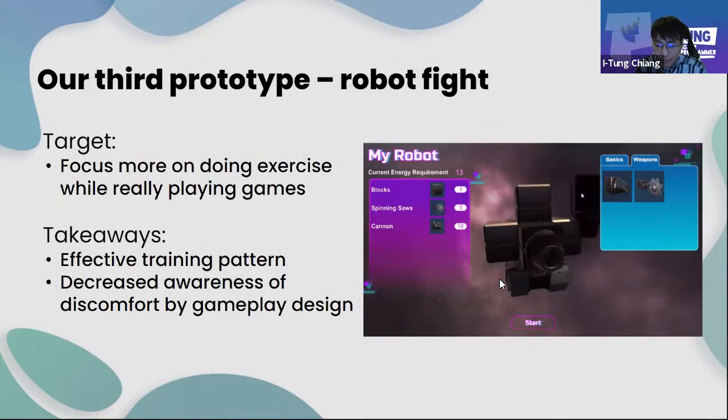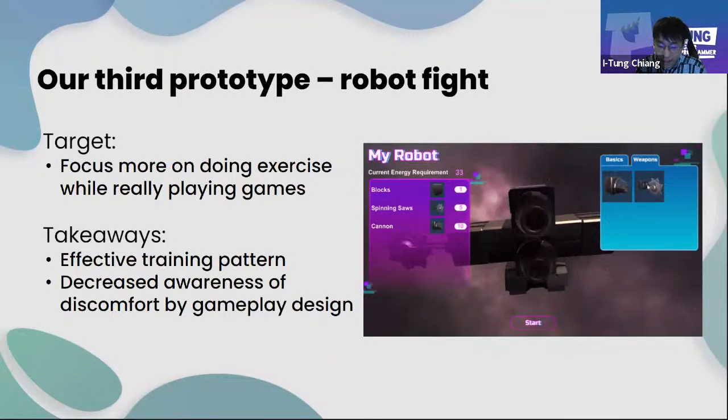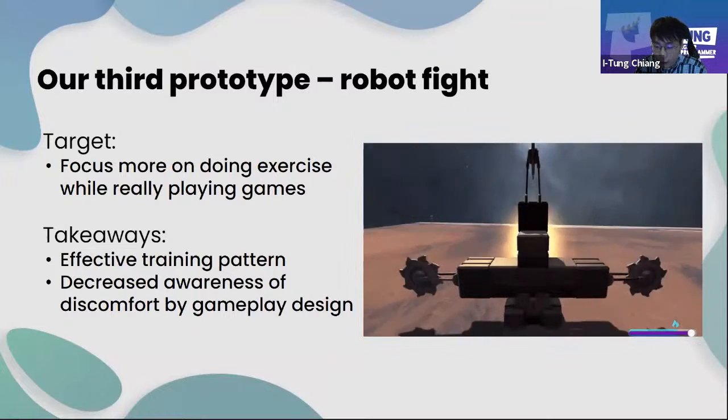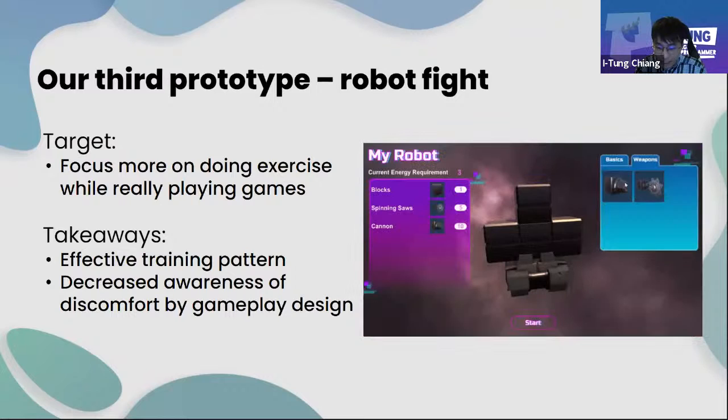And the last prototype we did before HAPS was Robot Fight. Instead of exercising while working, Robot Fight is a game focusing more on doing exercise while playing games. The game is about customizing robots and powering the robots by pedaling to defeat enemies. The more powerful the robot is, the more energy it will need. As a result, the faster the user should pedal.